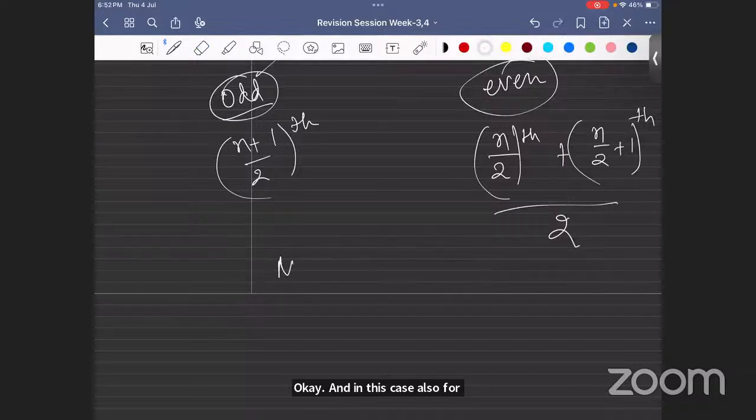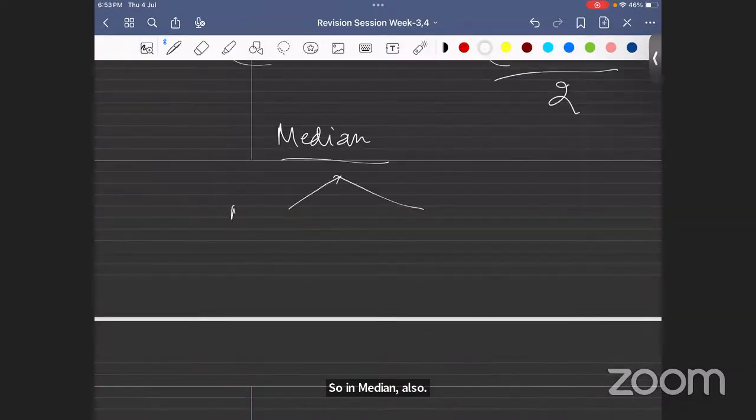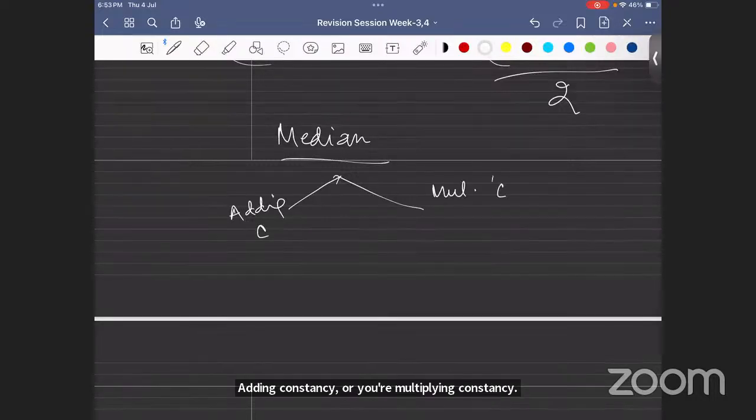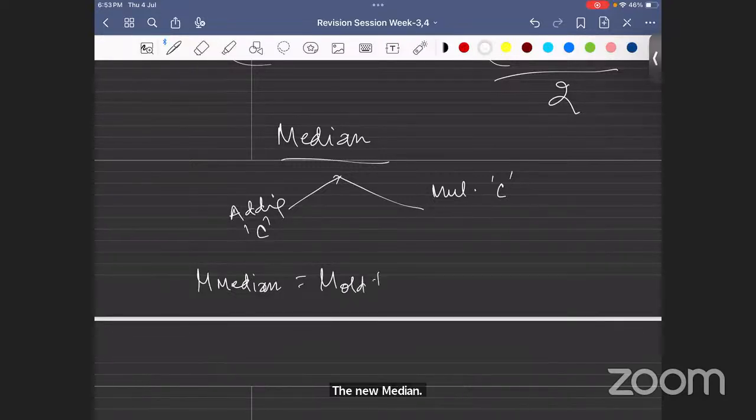For the median also, you can be given that you are adding a constant c, or multiplying by a constant c. So in this case also, whenever you are adding the constant c, your new median will basically be the old median plus c.